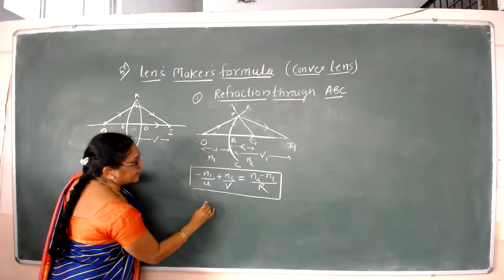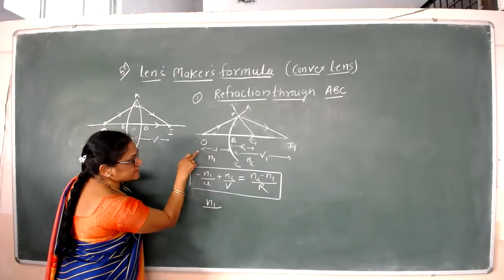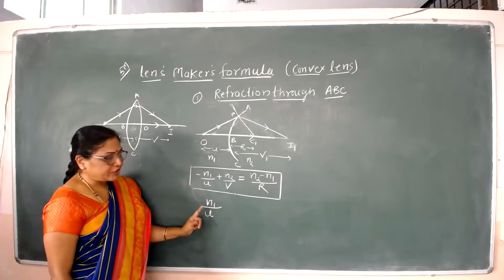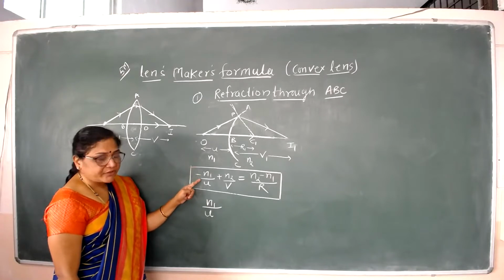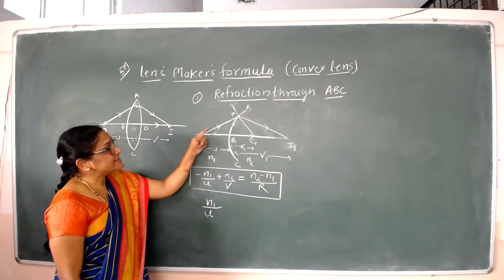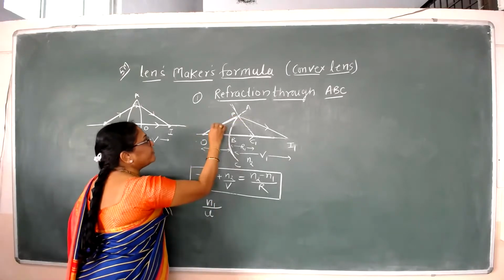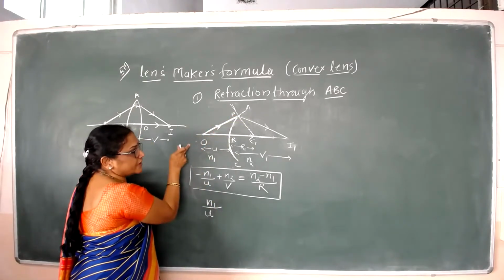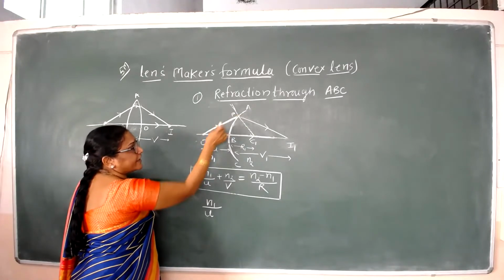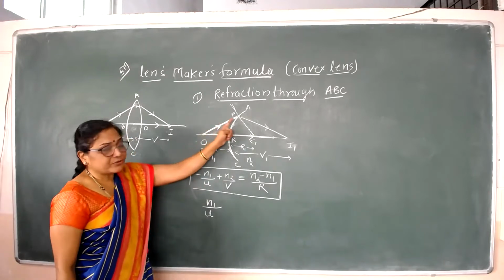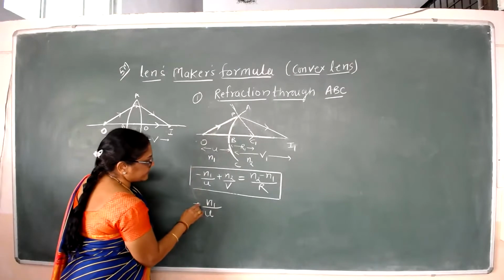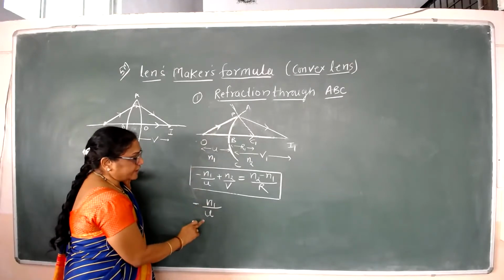So here N1 divided by the object distance U. The minus sign indicates that, according to the Cartesian sign convention, the incident ray is in this direction and we measure the object distance in the opposite direction, because all distances are measured from the pole. Both are in opposite directions, so we consider minus. So minus N1 divided by U.